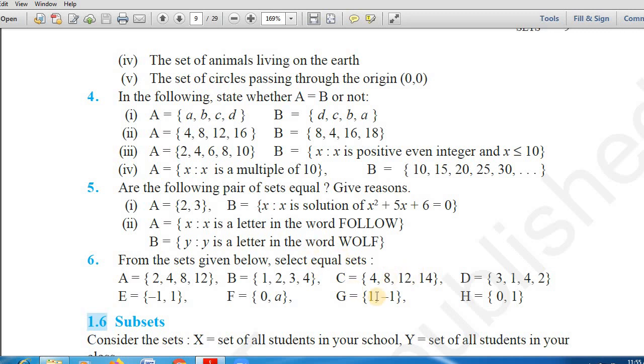So H is not equal to any other set in this group. So finally we have B equal to D and E equal to G. Other than this, whatever pair you consider, all will be unequal. So that's all for this session, which was about finite, infinite, and equality of sets. Thank you so much.